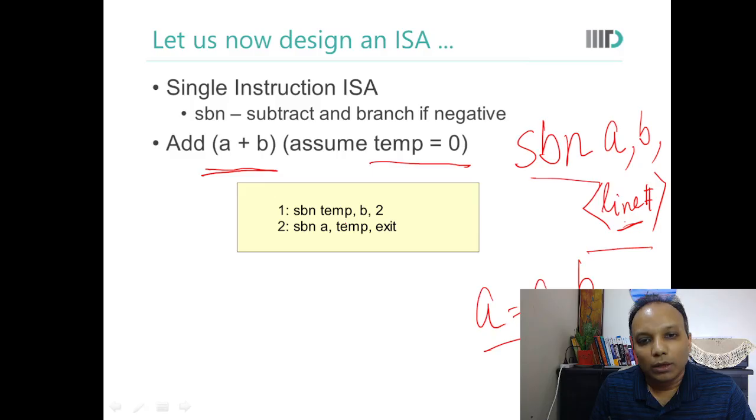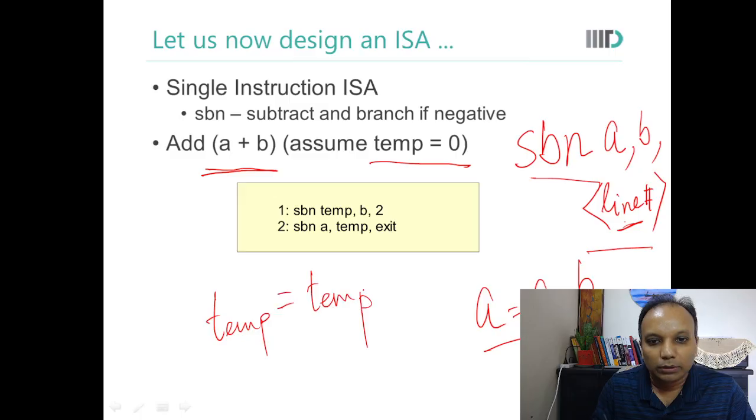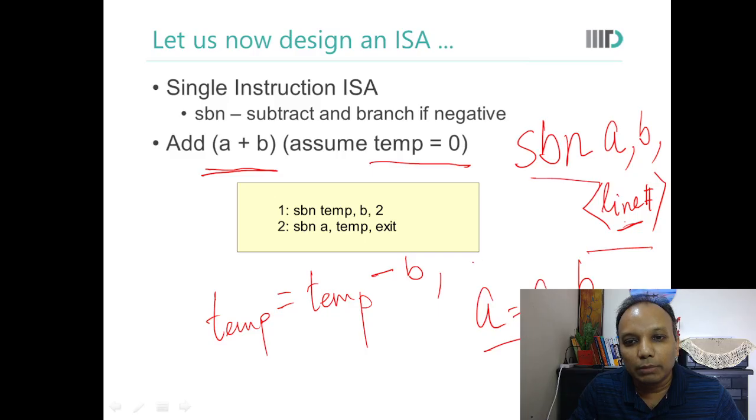Basically you do this operation, temp equals temp minus B, and if this result is negative, then you jump to line number 2. So, we have initialized temp with 0. So, 0 minus B, the answer will be negative. So, you will go to the instruction line number 2.